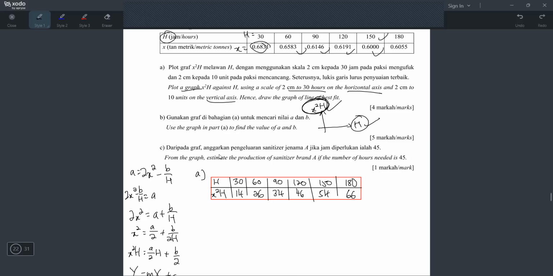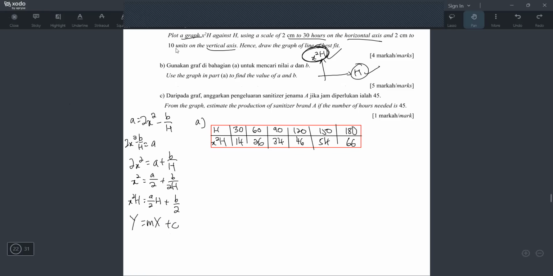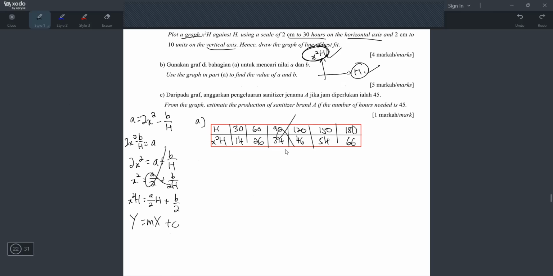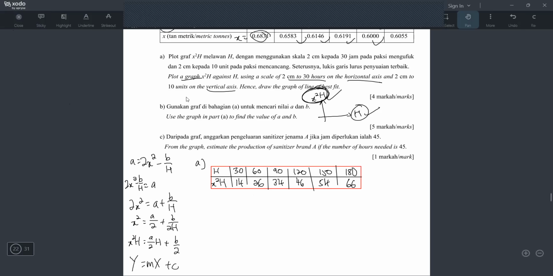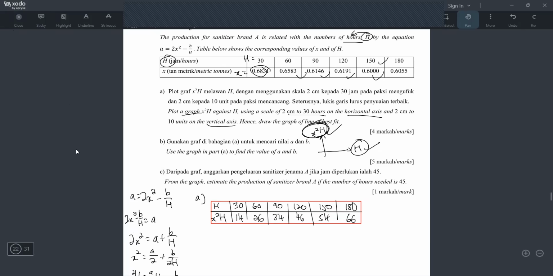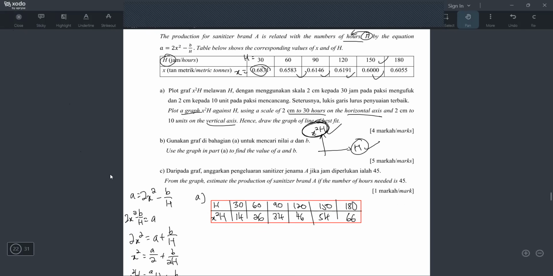Okay, now this is the table. By the way, the question did not ask me to do this one and this one, right? But you have to do it, because if you don't do this, you cannot do part B, and if you don't do the table, you cannot do part A. So even if the question never asks you to do this, you have to do it. Linear law is like this. Sometimes the question won't tell you what to do. You have to know it yourself.